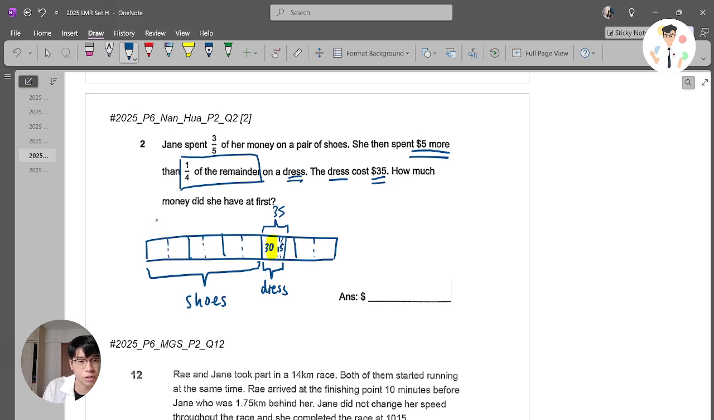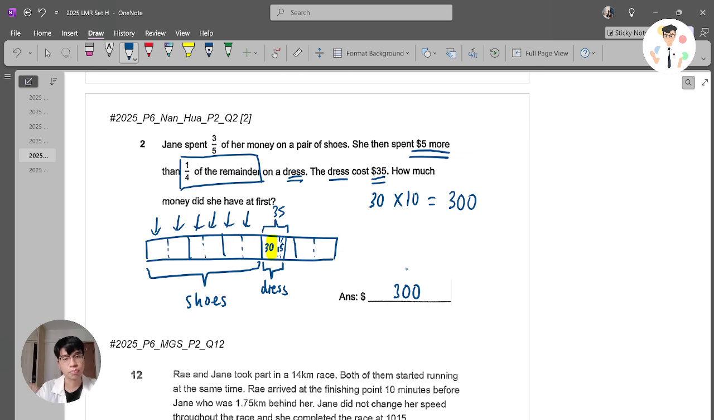Means that each of these units are actually what? 30. So how many units do I have? 1, 2, 3, 4, 5, 6, 7, 8, 9, 10. I have 10. So 30 times 10 is what? 300. So it means that at first she actually has $300.